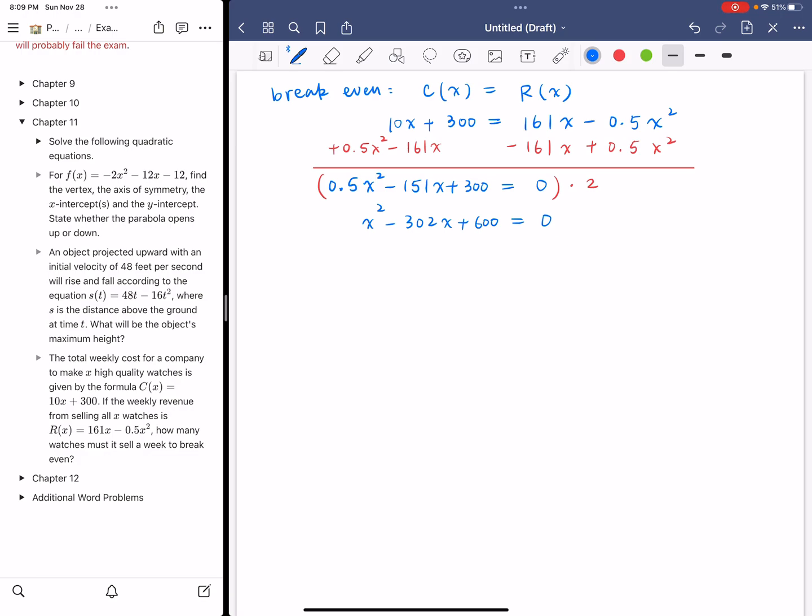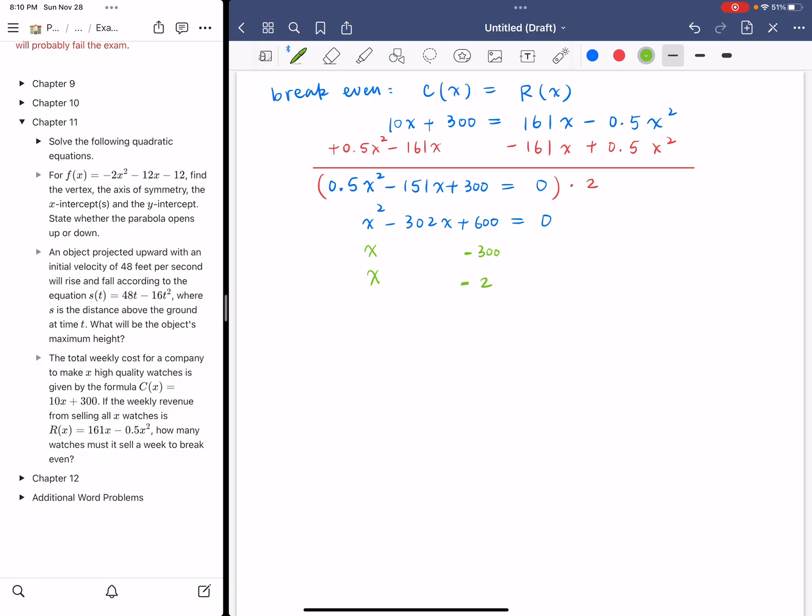Factoring is, in my opinion, probably the easier one for this case. So how do you factor this? Let's do x squared. That comes from x times x. Next, 600 comes from two factors. There are a lot of factors, but if you look at the middle term, it's negative 302. That means both of these two numbers must be negative. Can you come up with two numbers such that when you multiply, you get 600, and when you add them, you get negative 302? Well, it's negative 300 and negative 2, right? So these two numbers will work.